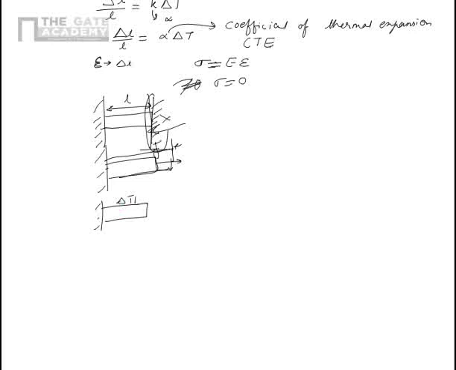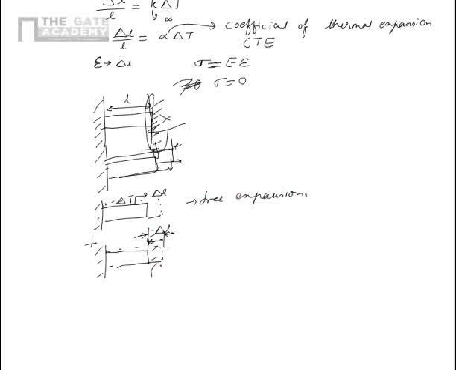The delta T causes an increase in the dimension, plus the support causing the decrease in that same dimension by the same amount. So if this is delta L, this is minus delta L. Now this is a free expansion. This is free expansion. So there is no stress in this case.